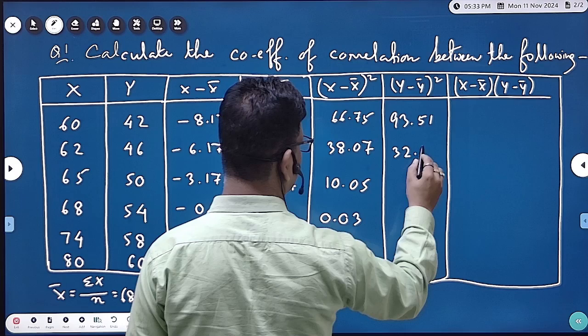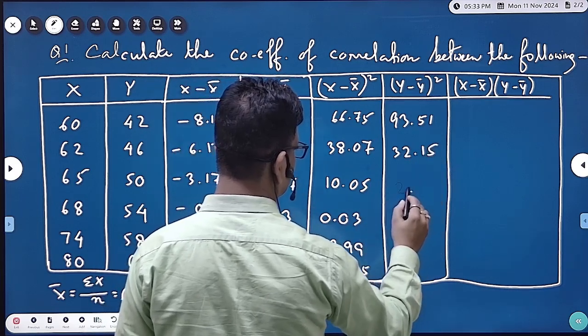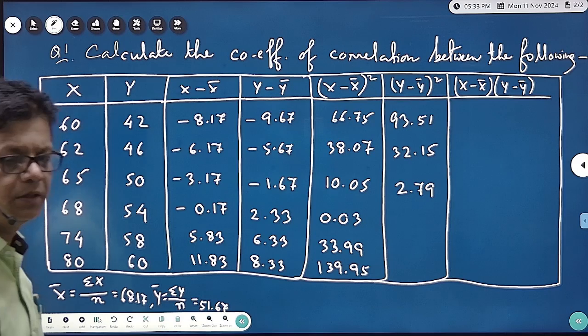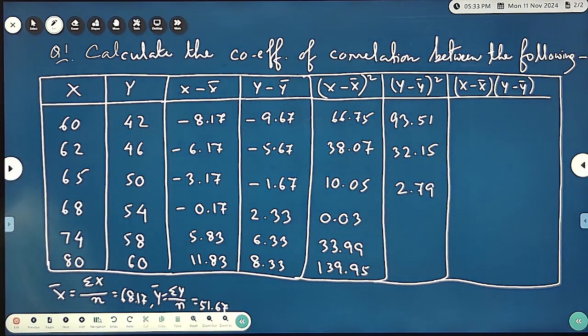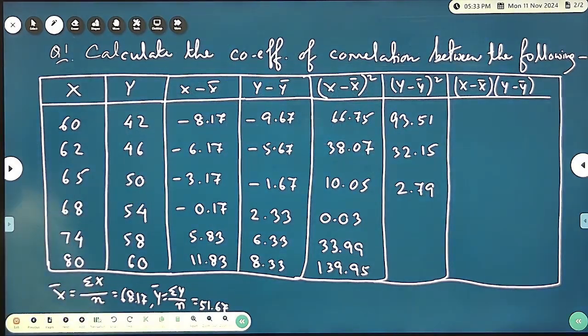32 point. Okay. Then 2 point. Could you understand? Those who are online, could you understand what I'm doing? I'm trying to find a coefficient of correlation by using this formula. For that, these all columns you are trying to find.